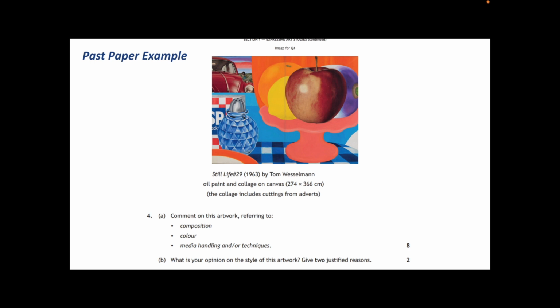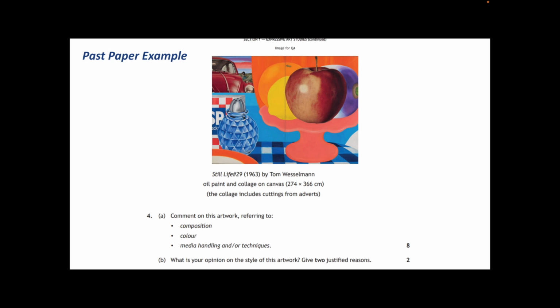For part B, the question asks, what is your opinion on the style of this artwork? Give 2 justified reasons, and this is worth 2 marks. For this question, you can give your opinion on the style of the artwork. However, to gain full marks, you need to back your opinion with justified reasons.